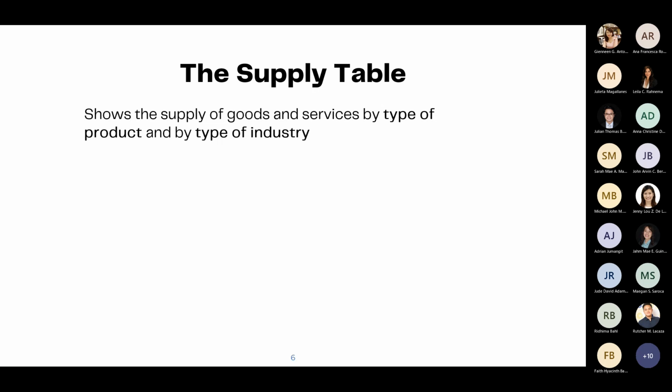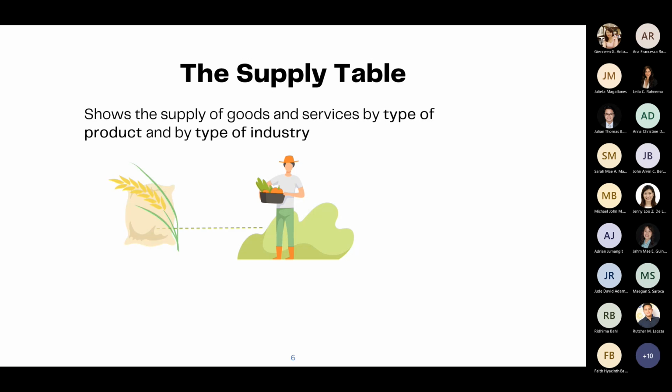This table shows us the supply of both goods and services in the economy by type of product and by type of industry. Let's say, as an example, we have an economy with only agriculture and fishing as its sole industries. Under these, we have several goods, but among the major goods are crops and fish. Suppose you have a supply of $500 worth of crops and $200 worth of fish in the economy. The supply table is able to provide us information on the supply of goods and services belonging to these industries.